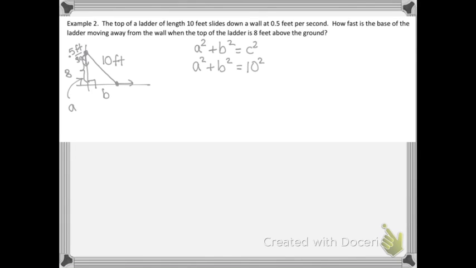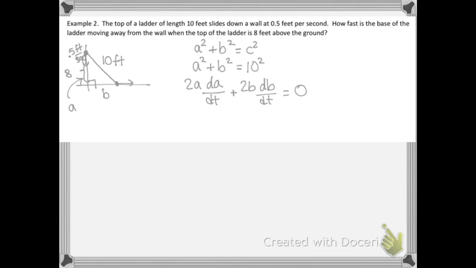So now we can differentiate with respect to time. Taking the derivative of A squared with respect to time, we're going to get 2A dA/dt plus 2B dB/dt. The ladder length squared is a constant, so its derivative is 0. This is very similar to implicit differentiation, where when you take the derivative of y, you have to multiply by dy/dx. Any variable you differentiate with respect to t, you have to multiply by dA/dt, dB/dt, etc.